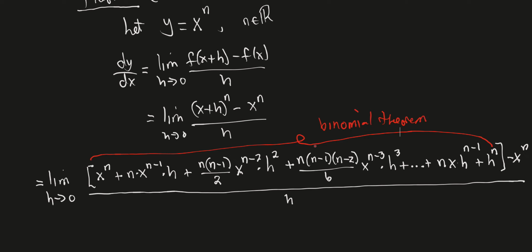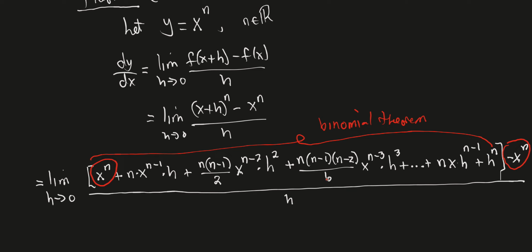Right? Now, if you look closely in the numerator, the x to the n that we have right here is going to cancel out because we have a minus x to the n right here, right? So that goes away, and then everything I have left, and we've seen this before, has an h in it. At least we have h to the first power, h to the second, h to the third, and then all the way up to h to the nth power.